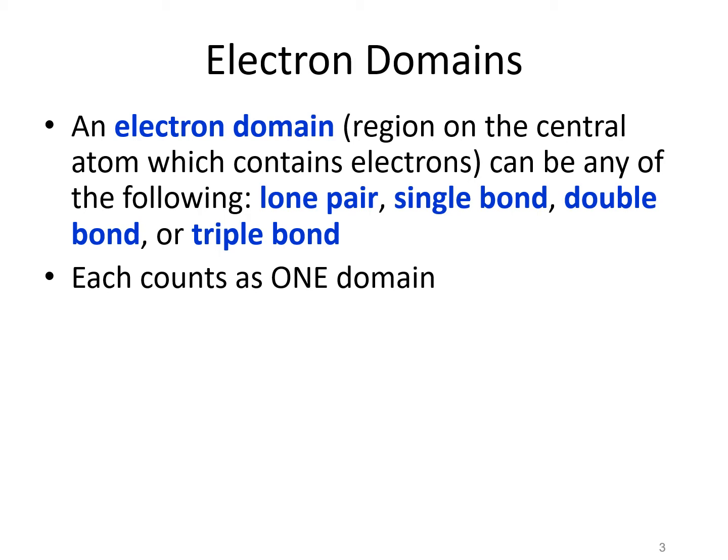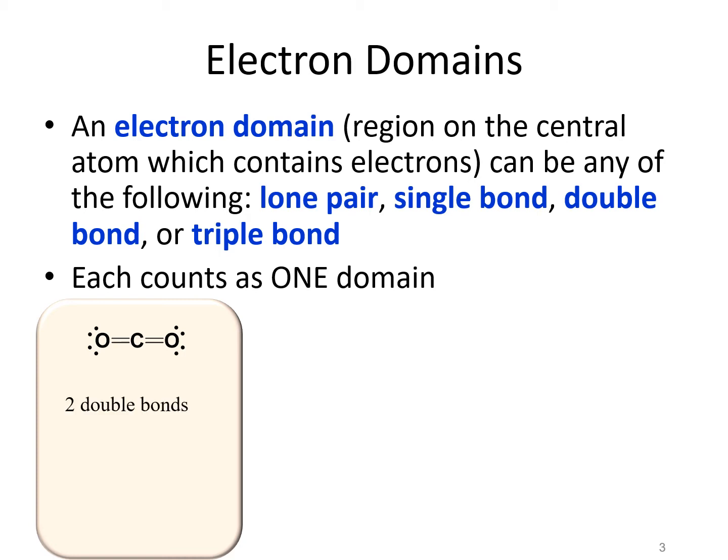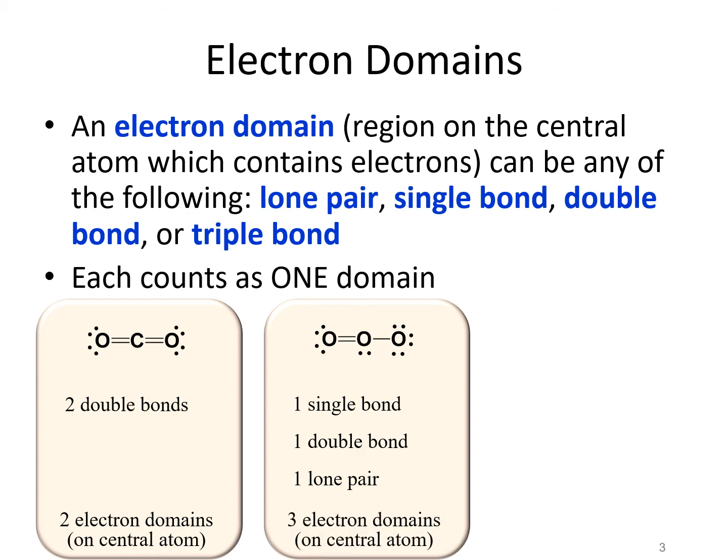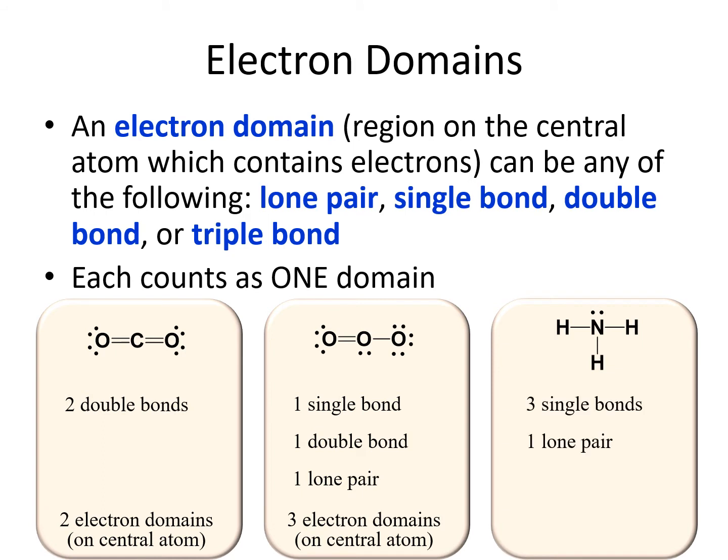For example, in carbon dioxide, there are 2 double bonds on the central atom. Each counts as one domain, so that molecule has 2 domains. In ozone, the central oxygen has 1 single bond, 1 double bond, and 1 lone pair. Each counts as a domain, so there are 3 domains on the central oxygen atom. The ammonia molecule has 3 single bonds and 1 lone pair. Each counts as one domain, so there are 4 domains on the central nitrogen atom.